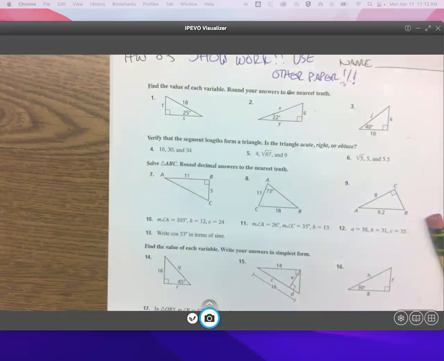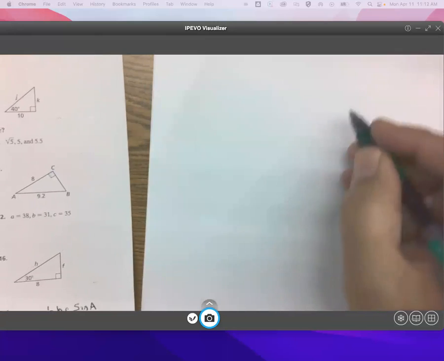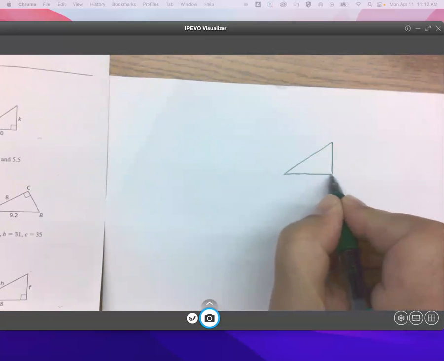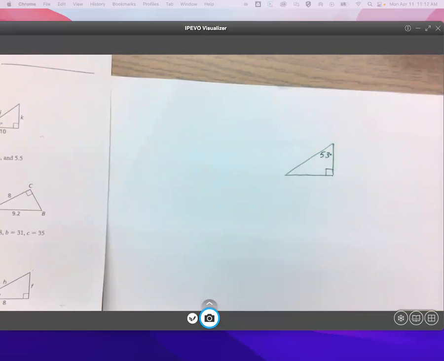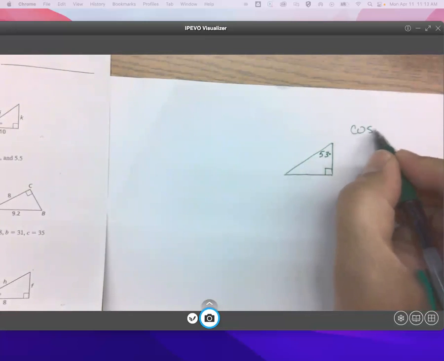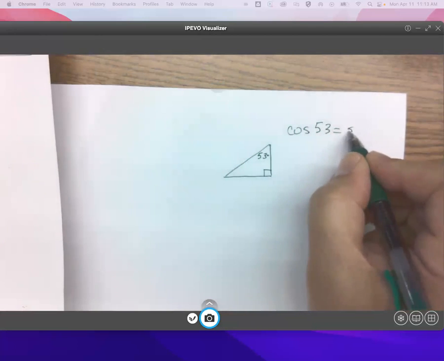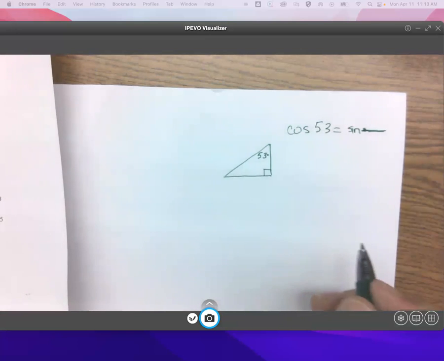Number 13 is an interesting question. It asks you to write cosine in terms of sine. So let's say that I've got an angle here of 53 degrees. And I'm trying to write the cosine of 53 as the sine of something. The sine of what?